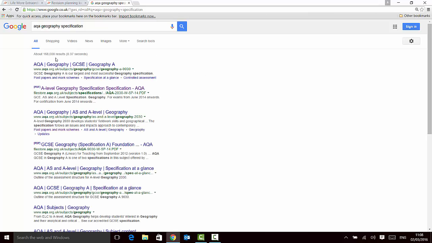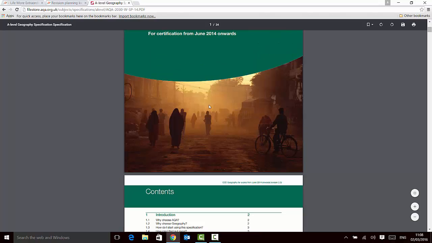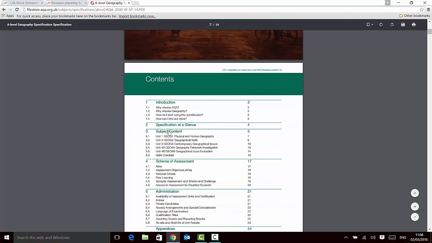There we go. So AQA Geography GCSE, AQA A-level Geography specification. That's the one we want. And I think it's going to bring up a PDF document. Yes, it does. So we scroll through the document and we go to the contents page. And what you want is the subject content, okay? All of the other information in this document's good stuff, but what you really, really need to know is the subject content, which is what you need to know to get a good mark in your exam.